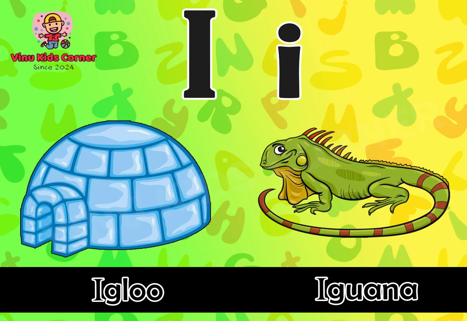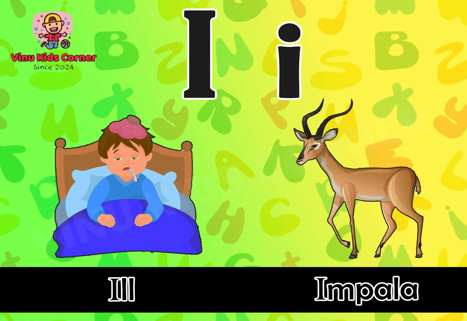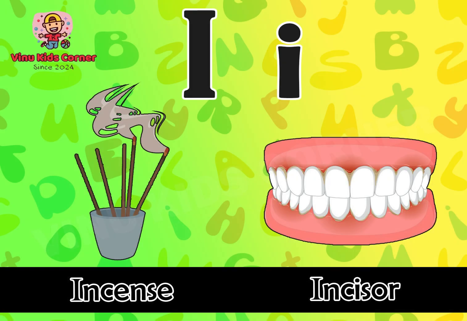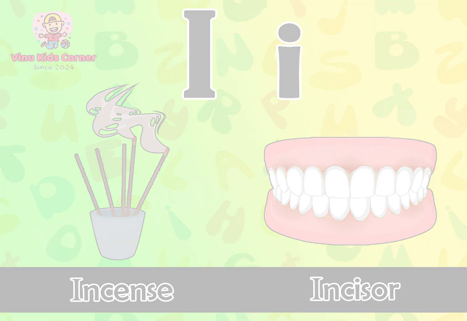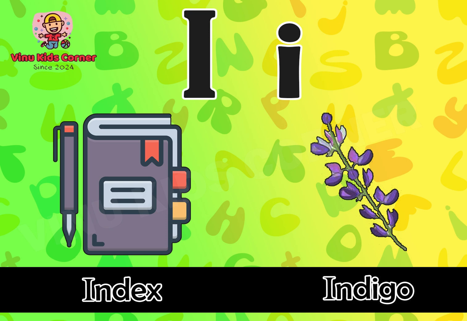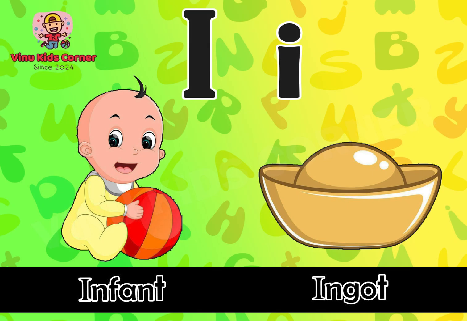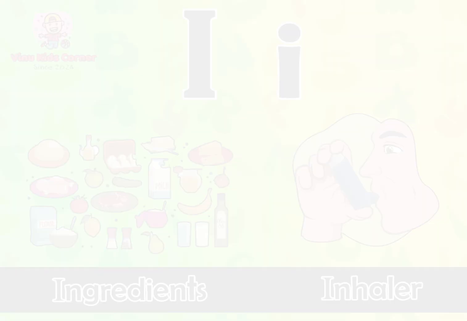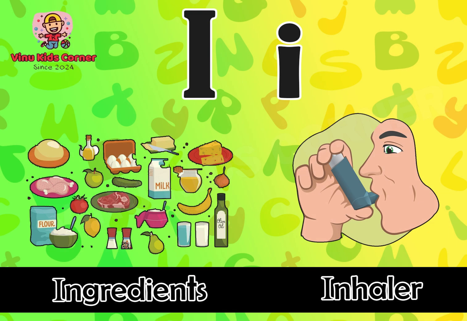I is for iguana. I is for ill. I is for impala. I is for incense. I is for incisor. I is for index. I is for indigo. I is for infant. I is for ingot. I is for ingredients.